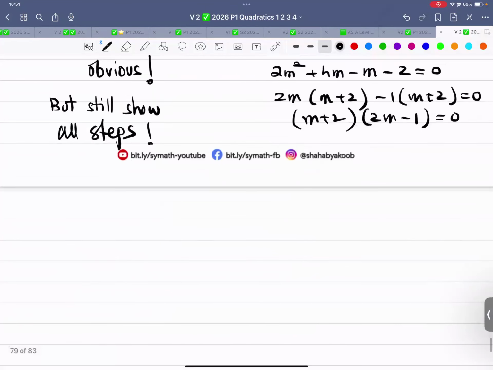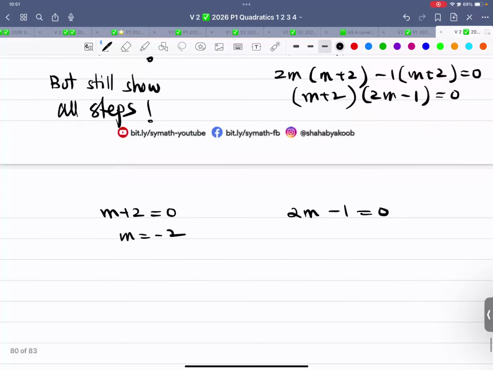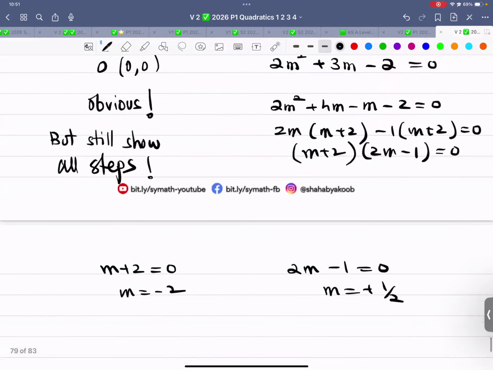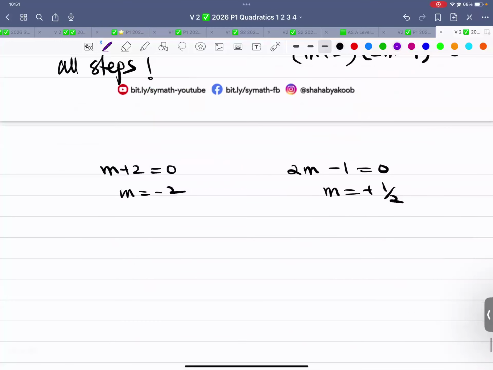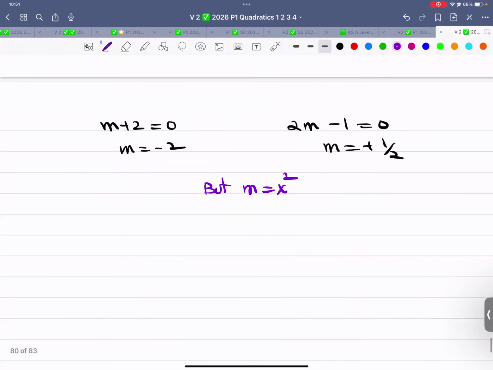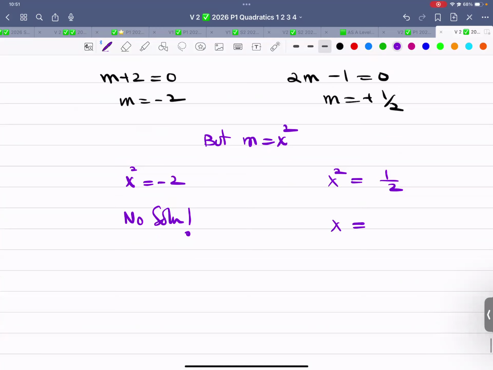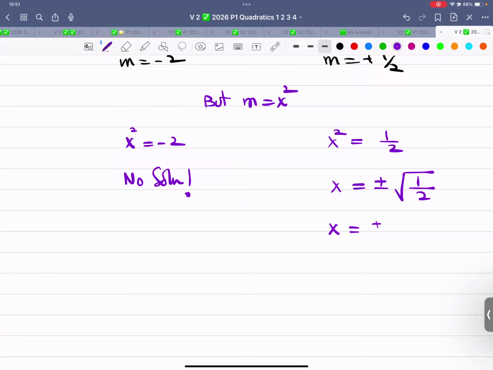So therefore, m plus 2 equals 0, m is negative 2. 2m minus 1 equals 0, m is positive half. But what is m equal to? m equals x^2. So x^2 is negative 2. No solution, we cannot take the square root of a negative number. x^2 equals half. Therefore, x is plus or minus the square root of half. That is x equals plus or minus 1 over root 2.